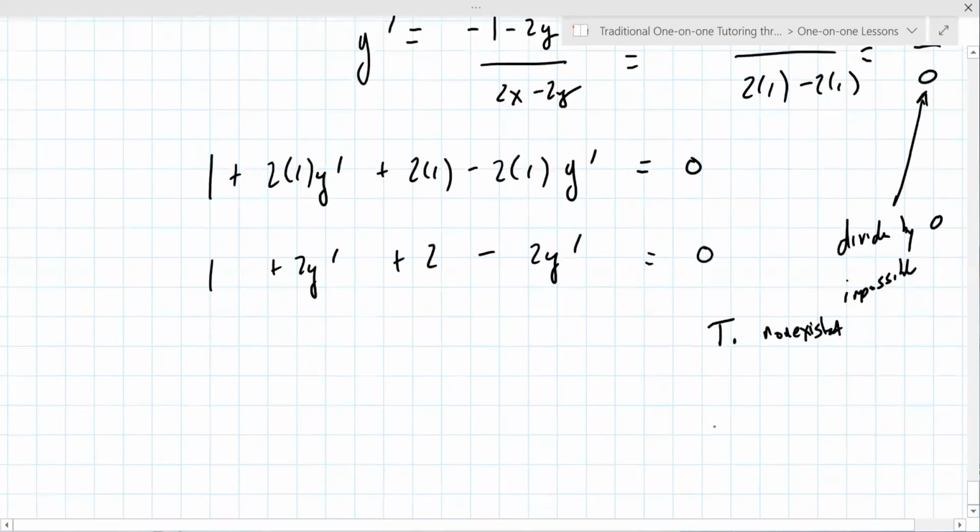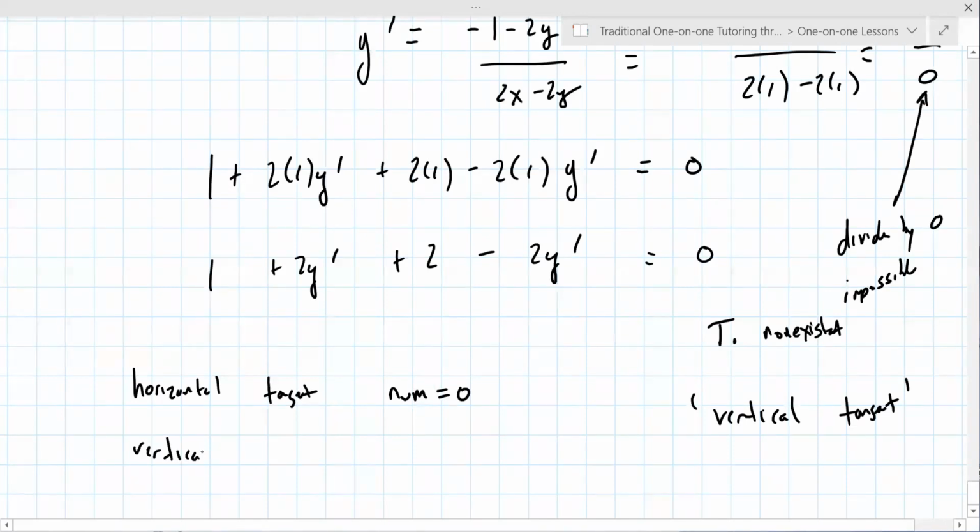What that actually corresponds to is a vertical tangent, which you may or may not cover in your class. Vertical tangent at the point 1, 1. More generally, it's where the bottom is equal to 0. So the horizontal tangent is where the numerator equals 0, and the vertical tangent is where the denominator equals 0. There's no horizontal tangent here.